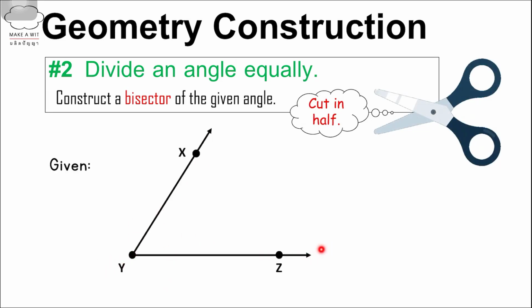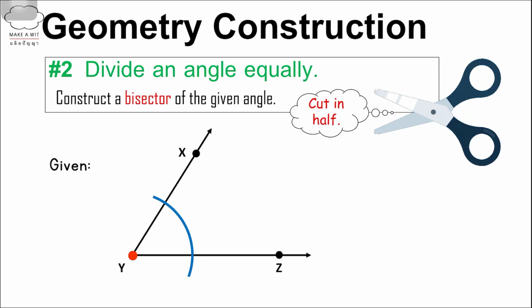How? This is the given angle X, Y, Z. So first, you will start from, again, the vertex. The vertex, cut, same step as construction number 1, right? Cut first, whatever you want for the radius on your compass, okay? But don't make it too small or too big, okay? Just try to make it okay.